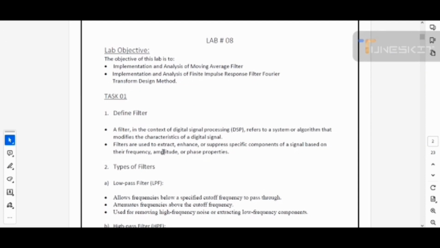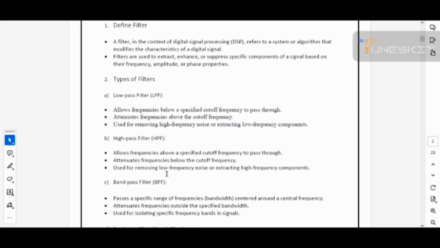In this lab, the first task is to define the filter. A filter, in the context of digital signal processing, refers to a system or algorithm that modifies the characteristics of a digital signal. Filters are used to enhance or suppress specific components of the signal. There are some types of filter.